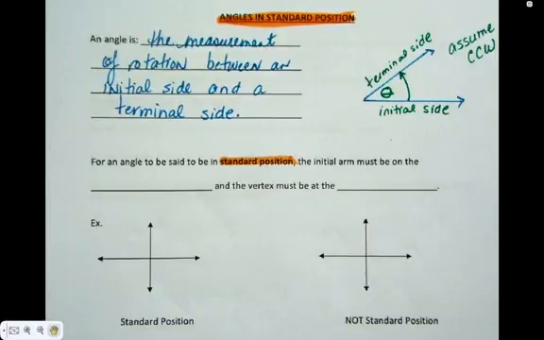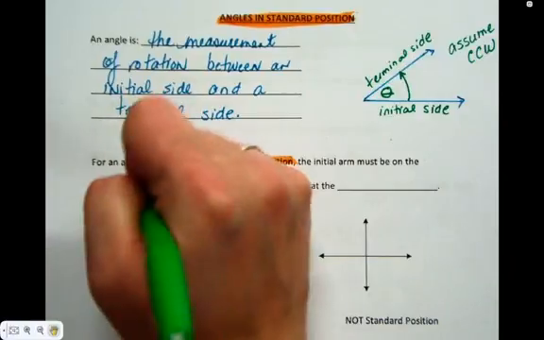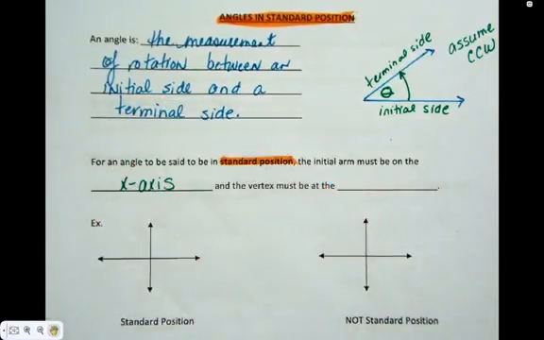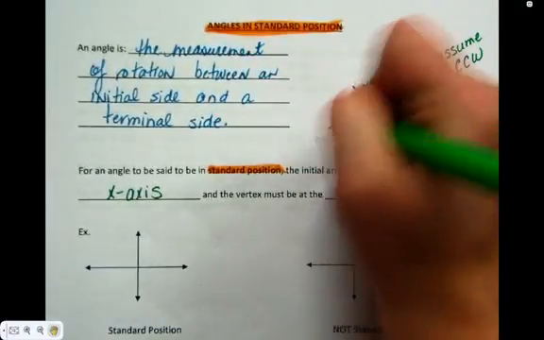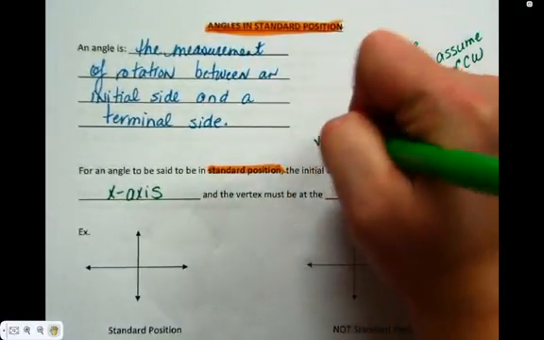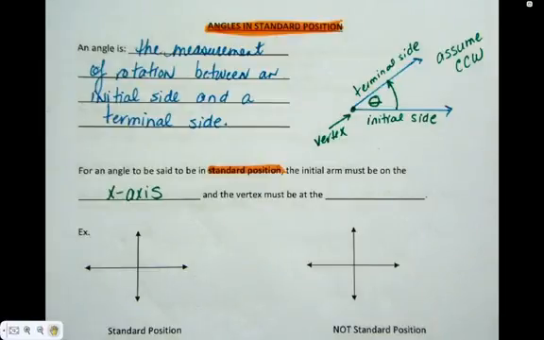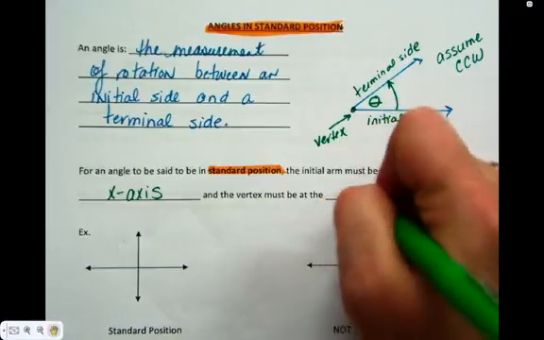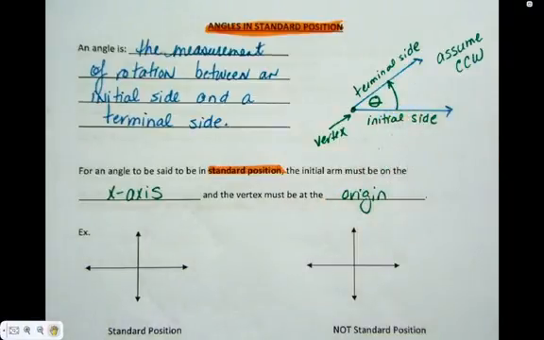For an angle to be said to be in standard position, the initial arm must be on the x-axis. The initial side or initial arm must be on the x-axis. And the vertex is a word you may not remember way back from grade 7. That's the vertex of an angle, so the pointy part, where those two lines or sides meet up. And the vertex must be at the origin. That's called an angle in standard position. Or initial arm on the x-axis, vertex on the origin.